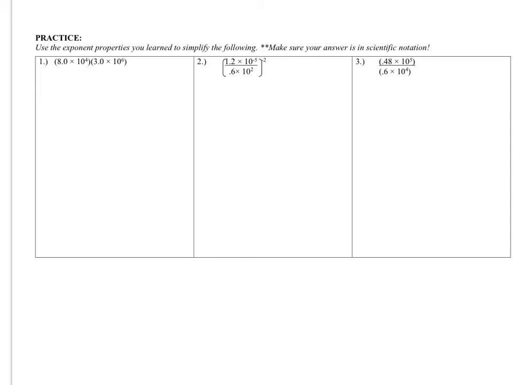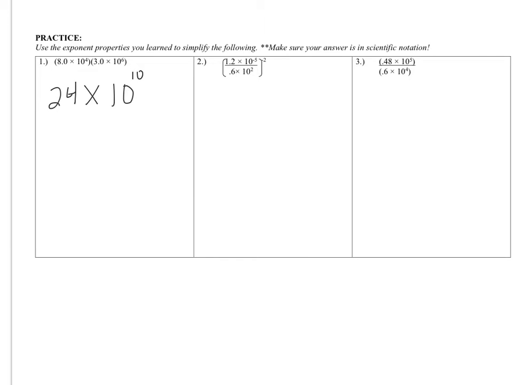So you're going to multiply 8 times 3, which is 24. And then you're multiplying your exponents. So you're multiplying 10 to the 4th times 10 to the 6th. And exponent rules say since 10 to the 4th and 10 to the 6th have a base of 10, all you have to do is combine their exponents, so it's 10 to the 10th.